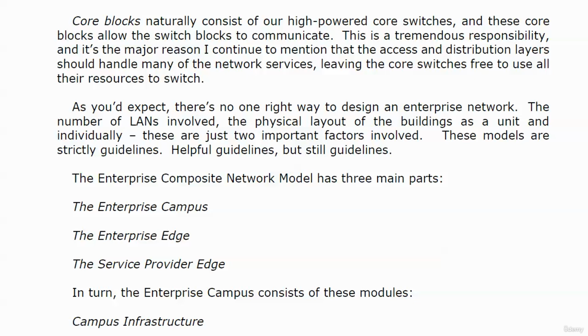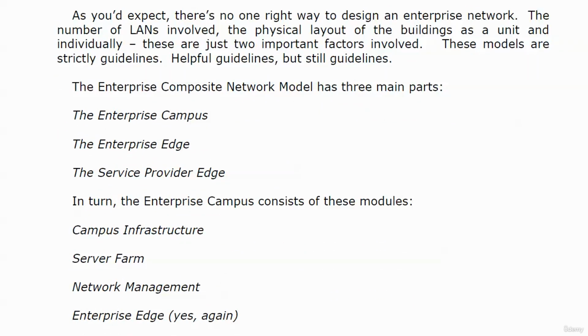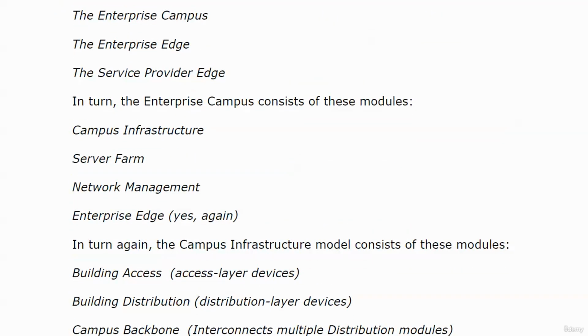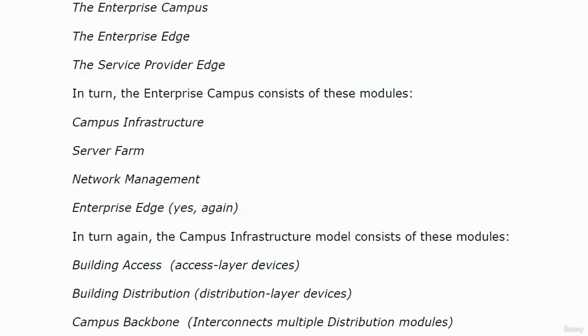Now, this composite network model overall consists of 3 parts: the enterprise campus, the enterprise edge, and the service provider edge. Names of the recipes there, I think. In turn, that enterprise campus consists of these modules: the campus infrastructure, server farm, network management, and enterprise edge. And in turn again, the campus infrastructure module consists of these modules: building access, access layer devices, building distribution, distribution layer devices, and the campus backbone, which, as we would expect, interconnects multiple distribution modules.